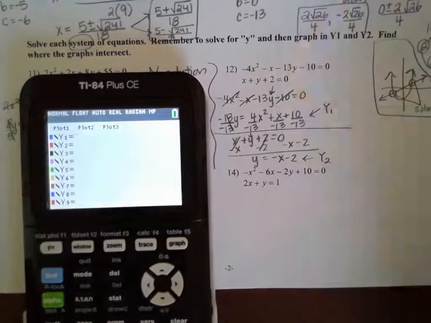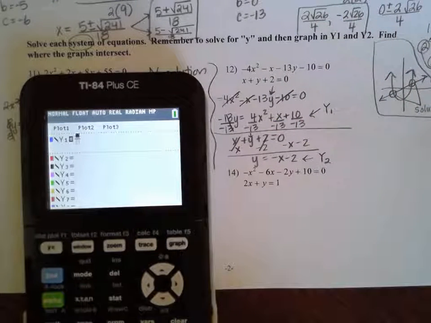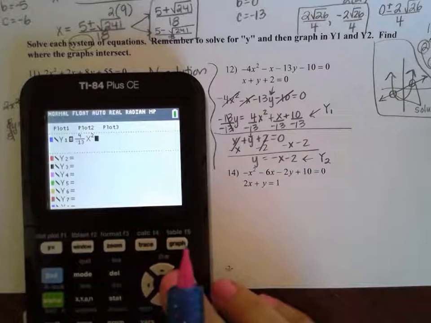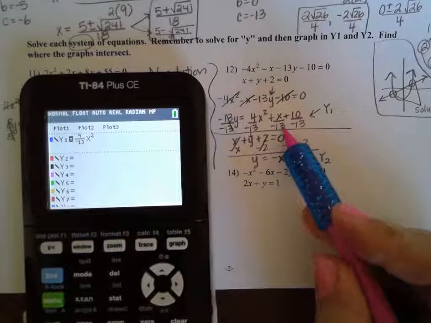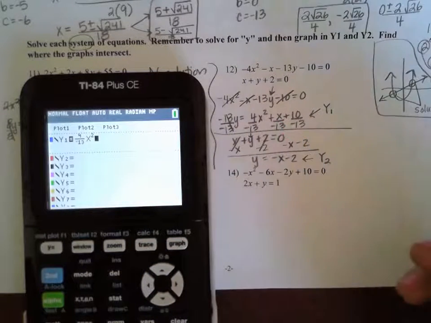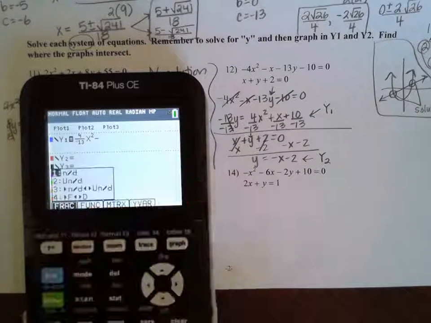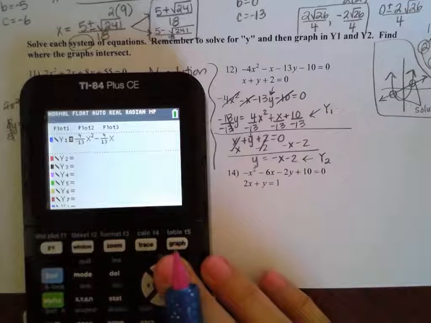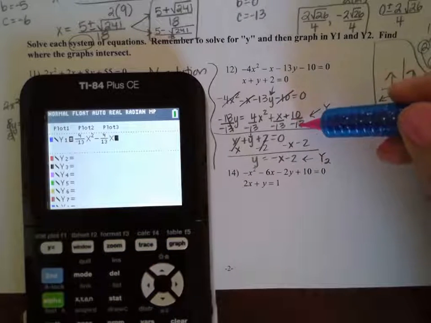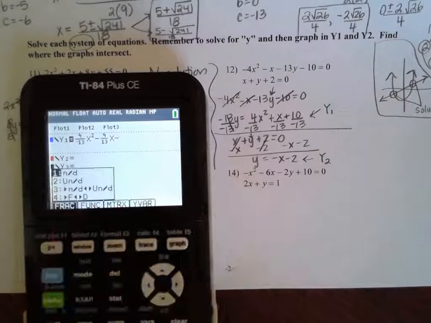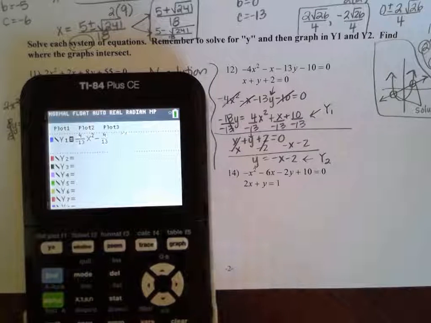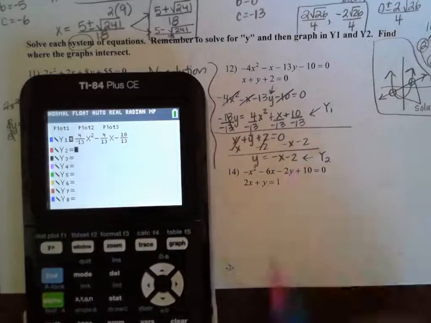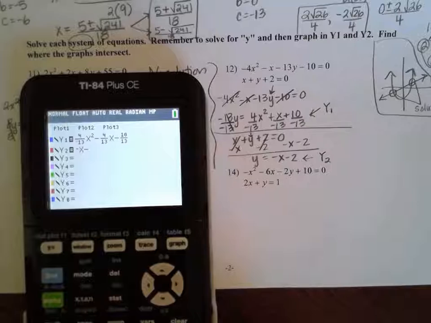So I've got fractions. I'm going to do alpha y equals. So this is 4 over negative 13 x squared. Alright, so let's see, positive divided by negative is negative, so minus alpha y equals 4 over 13 x, and then positive divided by negative is negative, minus alpha y equals 10 over 13. Okay, and then the bottom equation is just minus x minus 2. That's a piece of cake after all that work.